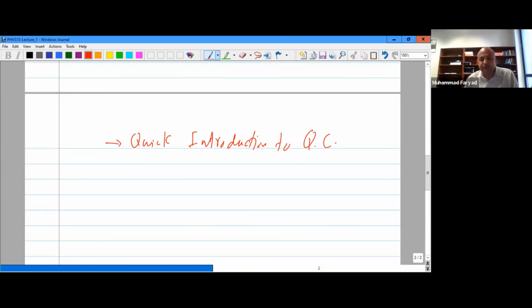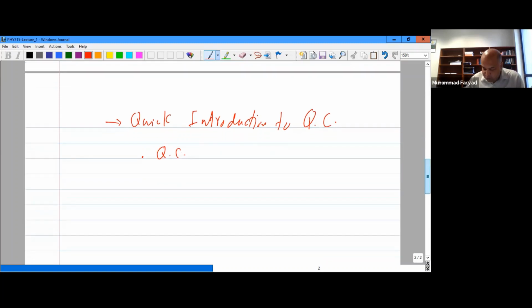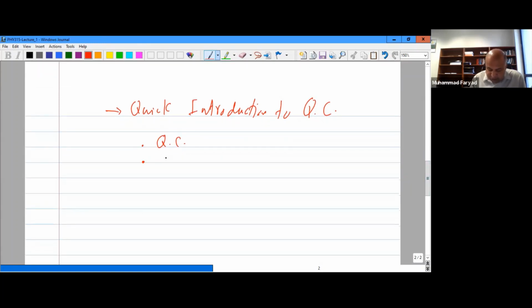So in this session, I will talk about what are quantum computers and how they are different from classical computers. We will also discuss what are qubits and how they are different from classical bits.